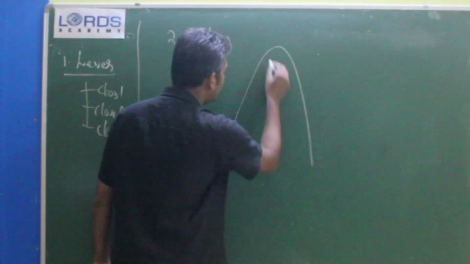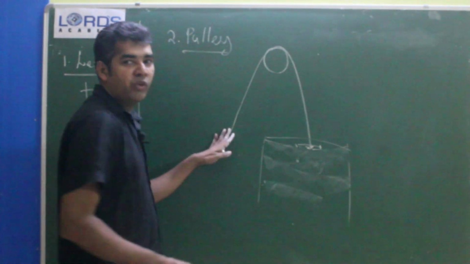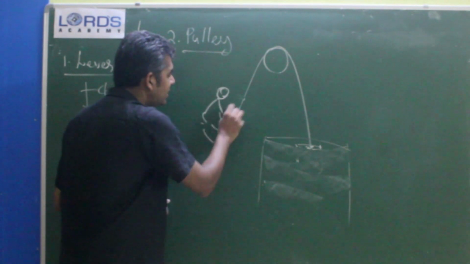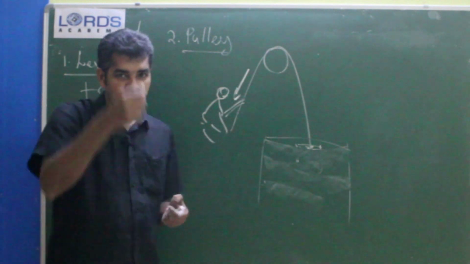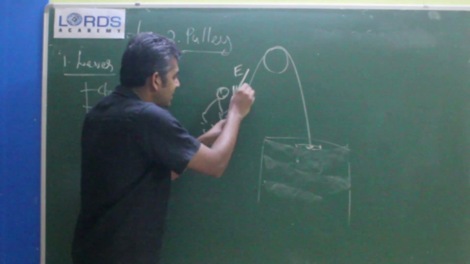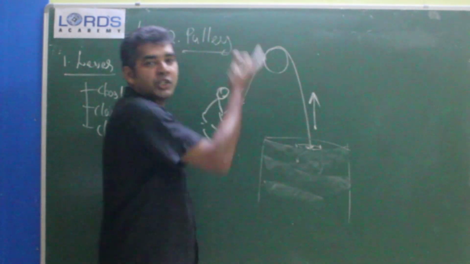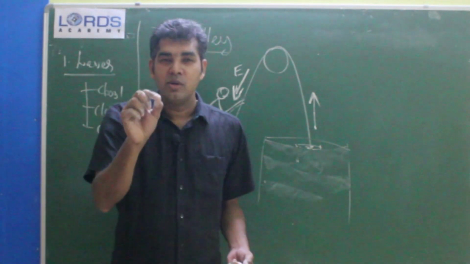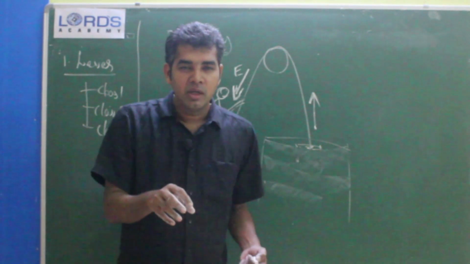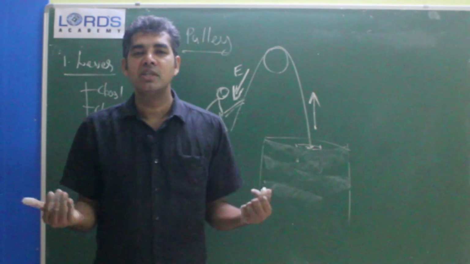If you are using a pulley to draw water from a well, in which direction are you using force? Your effort is downwards, you are pulling down. Your effort direction is downwards. But in what direction is the load coming? Load is coming in the upward direction. So we can define pulley is a simple machine to make our effort easier by changing the direction of effort.